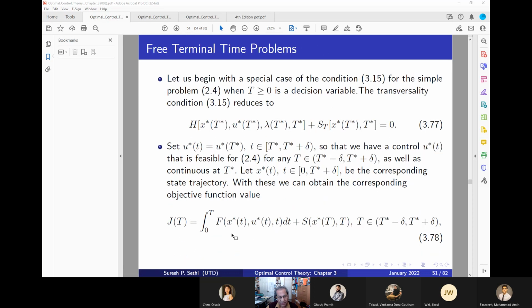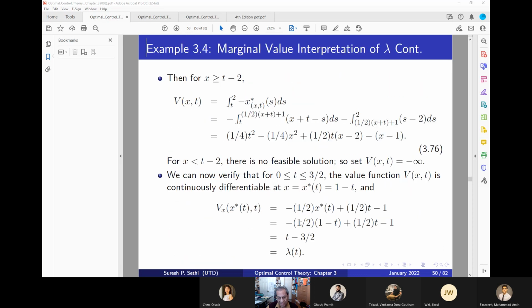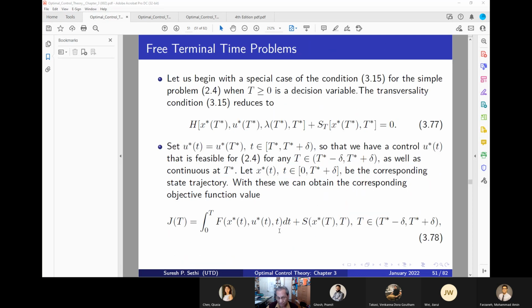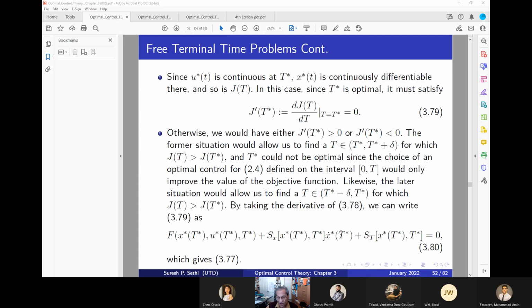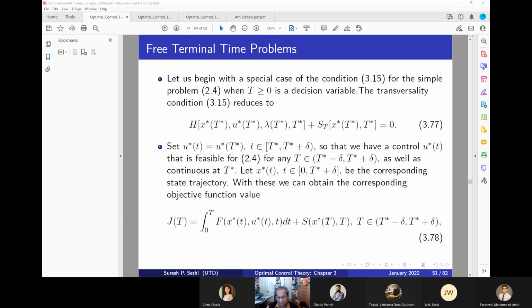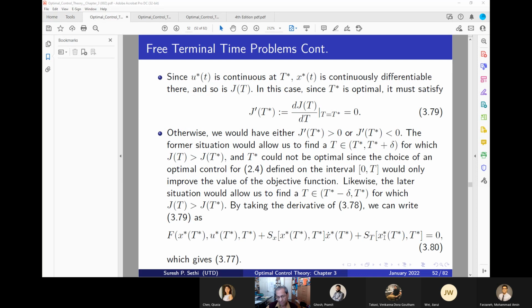And you can see that derivative will be f. The first part is f. The second part is S sub x. And once you take S sub x, then you take the derivative of x with respect to t, so x star dot, t star. So that's the part coming from there. And part coming from here is this guy. So we got this.